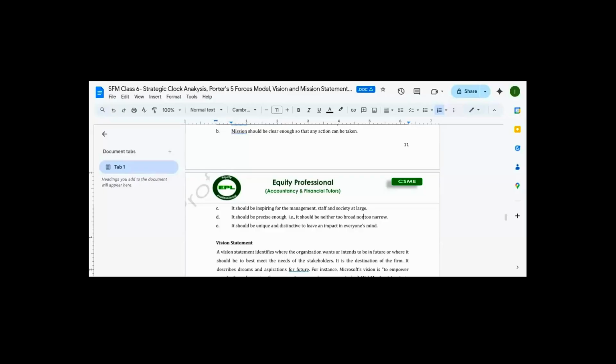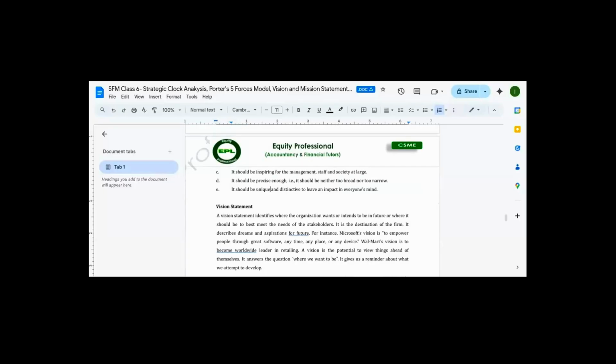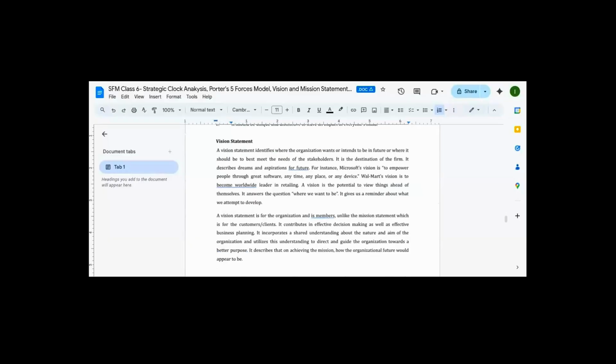And lastly, the mission statement should be unique and distinctive. So the characteristics of a mission statement are not limited to this. There are more that we can put.